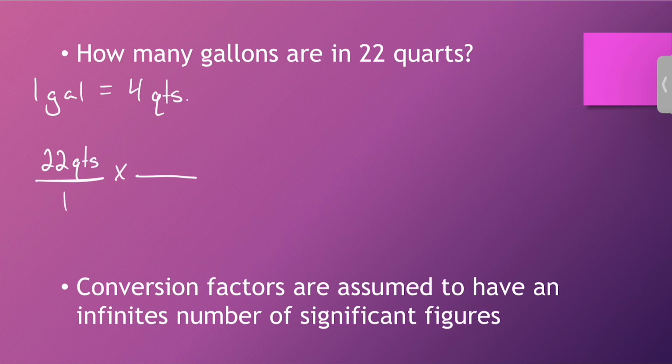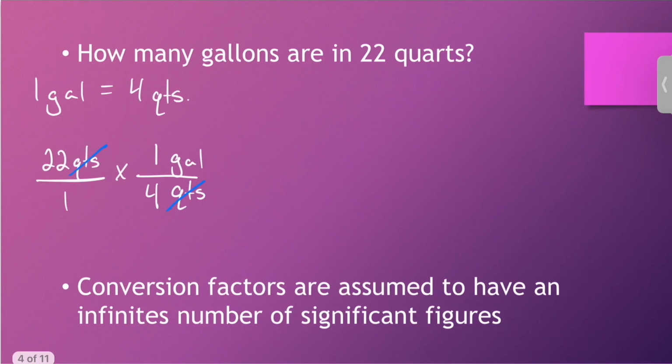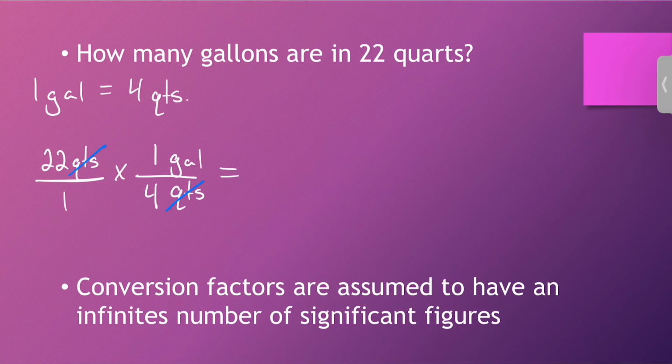I need to multiply it by the conversion factor ratio that will allow me to cancel out quarts and end up with gallons. Well, quarts is the unit that I have, so it should go on the bottom. Gallons is the unit that I want, so it should go on the top. So my ratio should be 1 over 4, thus allowing me to cancel quarts and end with units of gallons. And we get an answer of 5.5 gallons.